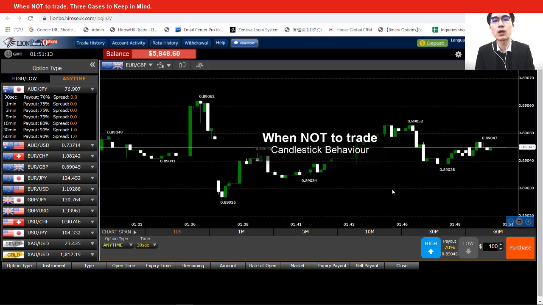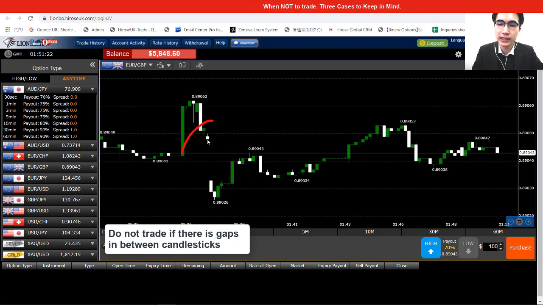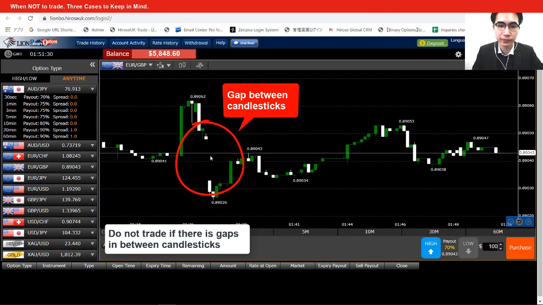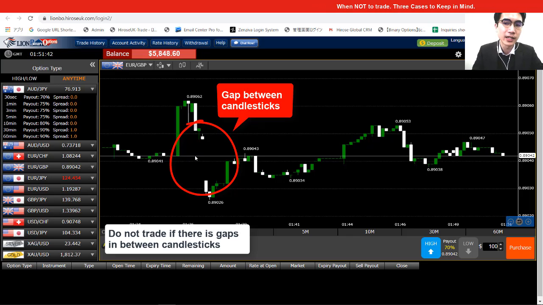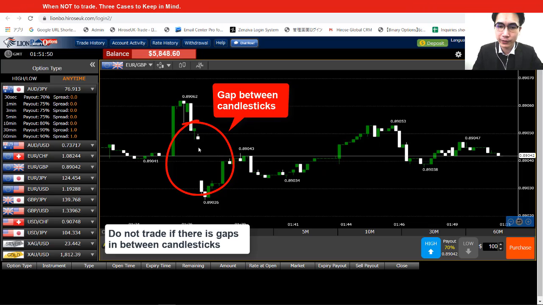We'll take a look at the chart one by one, and then we will see when you should not trade. Just take a look at the chart here. You see in here we have a really big gap in the candlestick. When you see a price movement like this, it means that the price is not stable, it's really volatile. There is a lot of sudden movement in this chart, and if we trade with a chart like this, there is no way for us to predict which direction the price is going to move next. If you see a big gap like this, we do not trade.